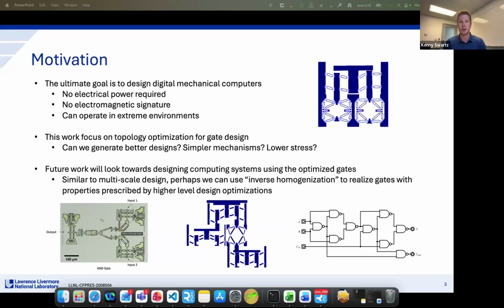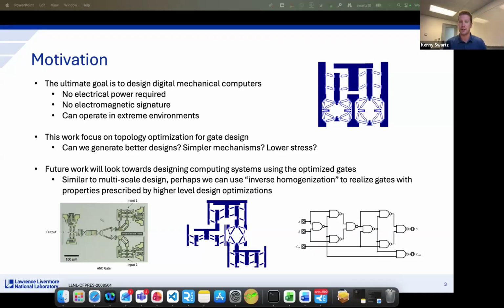Some of the requirements are that no electrical power is required to run these systems. They have no electromagnetic signature and can therefore operate in extreme environments. While there are going to be some challenges here, there are benefits: you can't limit their performance by just restricting the electronic signatures, and they can hold memory for long periods of time without batteries.